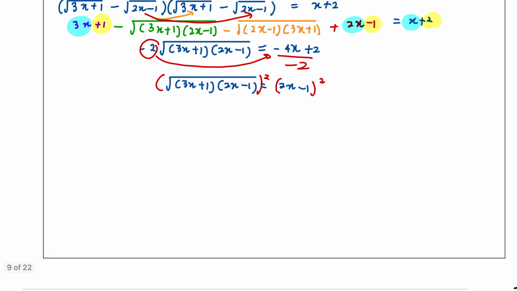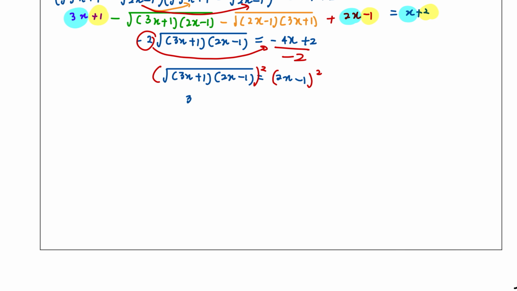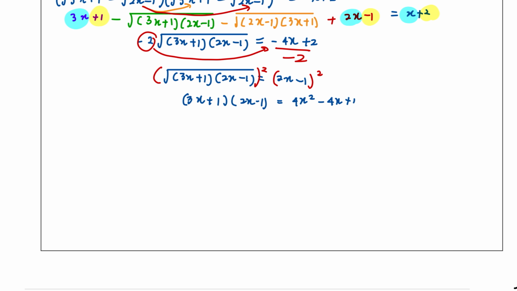Okay, let's simplify. So, belah kiri, you akan dapat 3x plus 1. Okay, times 2x minus 1. And then belah kanan, you akan expand. So, bila expand, you akan dapat 4x square minus 4x plus 1. Okay, so sekarang hanya nak simplify sahajalah. So, belah kiri kena expand juga.